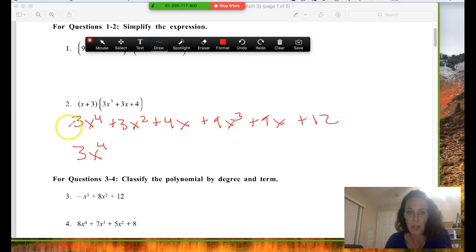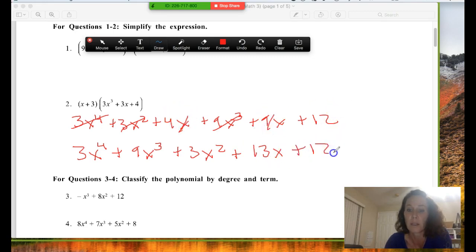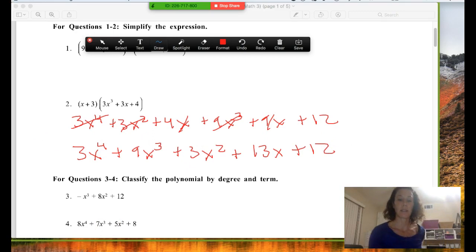Next I'm going to look at, so I'm going to cross that out. I only have 1 cube, so I'm going to do 9x cubed. And let's see, I only have 1 squared, so next I'm going to write 3x squared. Now I have 2 x terms to the 1st power, so I'm going to combine these like terms. So 4x and 9x makes 9, 10, 11, 12, 13 x's. And then I have 1 constant. And there I've simplified it, and that's it.